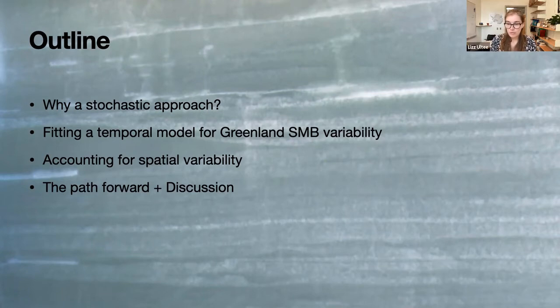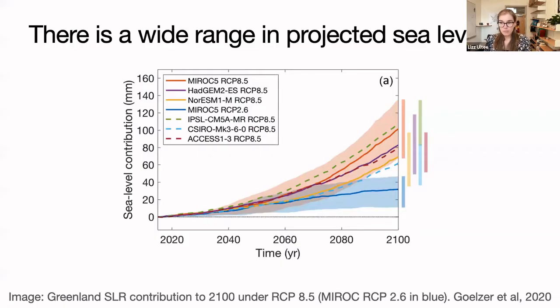So the motivation for me, a major motivation, is this slide, which may be familiar to many people in this audience. This is an image from Goelzer et al. 2020 showing a wide range in projected sea level rise. This is the range of Greenland's possible sea level contribution under several different general circulation models, which are the colors, with multiple ice sheet models participating, the shaded regions, and two different climate scenarios for comparison.